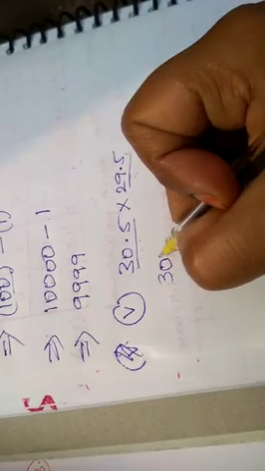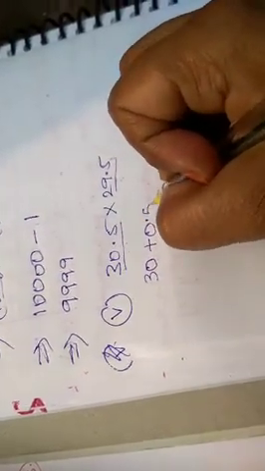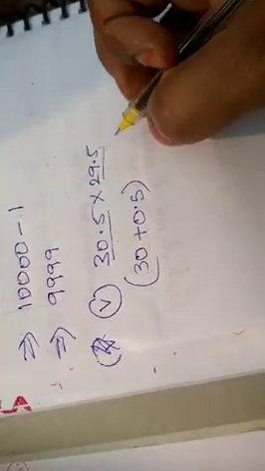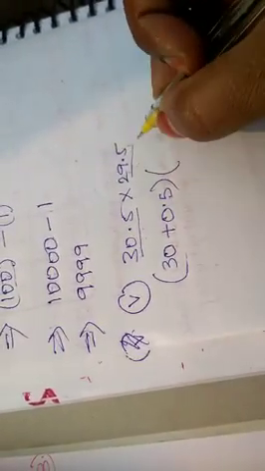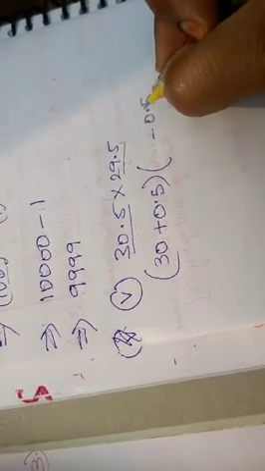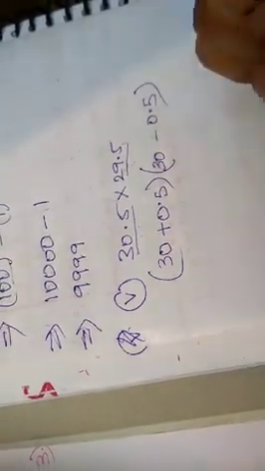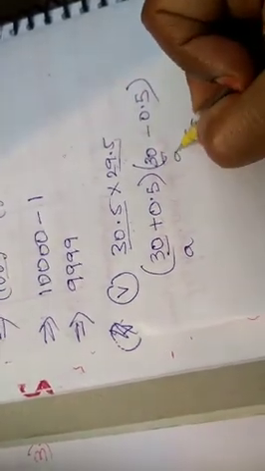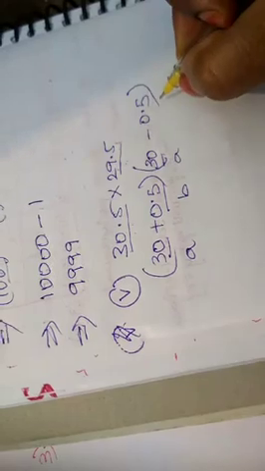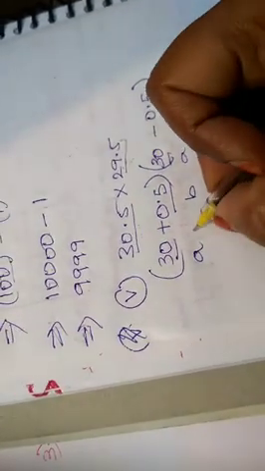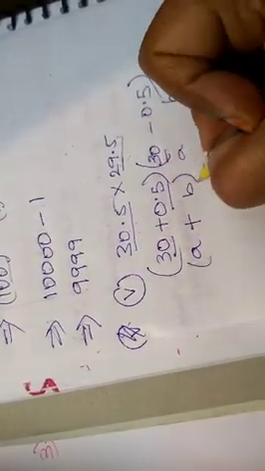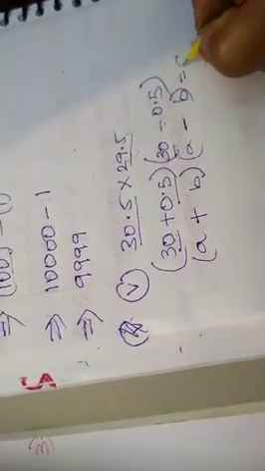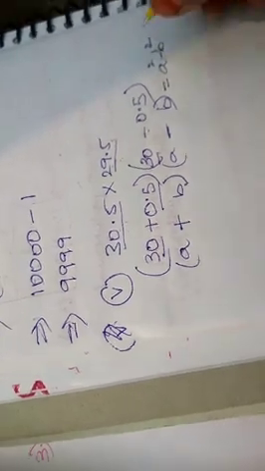So I'll write 30.5 as 30 plus 0.5. If you add 0.5 to this 30, you'll get 30.5, into, now 29.5 means we should subtract 0.5 from 30, right? So here we have the formula. Here both are 30s, so I can write A, and here both are 0.5, so I'll write B and B. In between you have plus, so put plus. Here in between we have minus, so put minus. So A plus B into A minus B will give you A square minus B square.